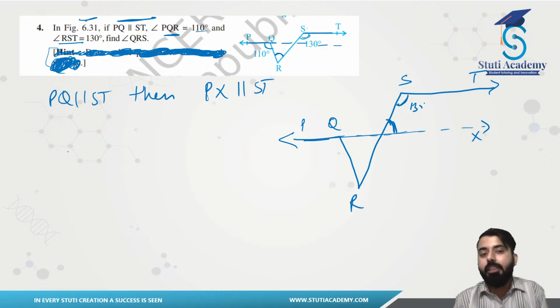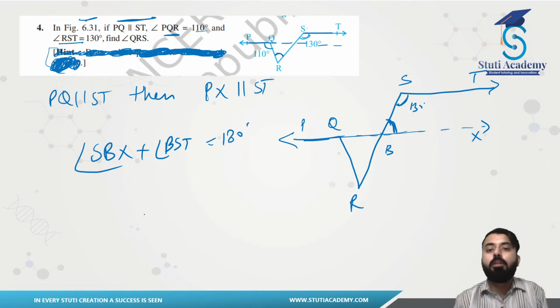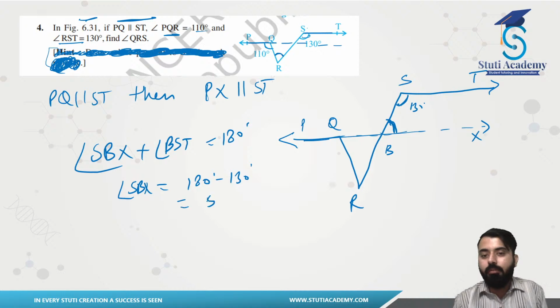It is always 180. So if I name this point, let's say this is the point B. So I know angle SBX plus angle BST, that will be 180 degrees, right? So I know angle SBX, that will be what? 180 minus 130, that will be 50 degrees.